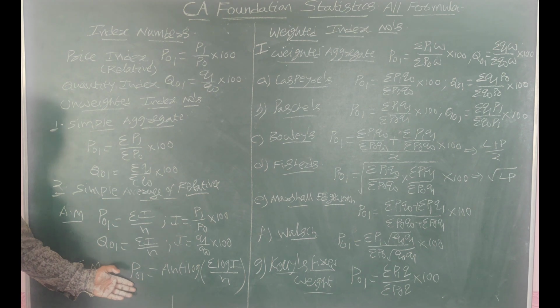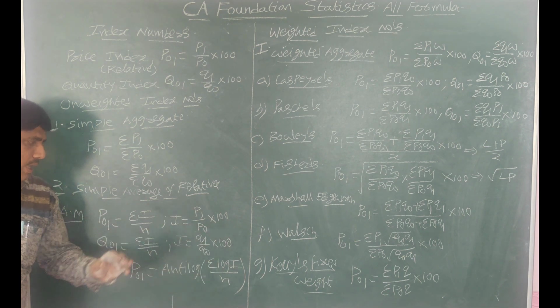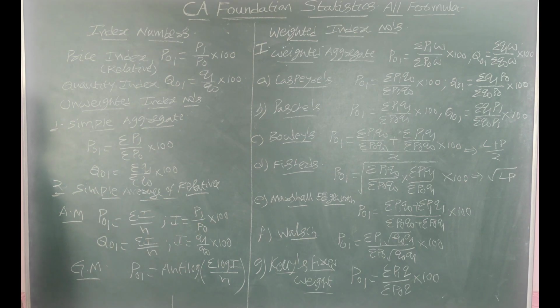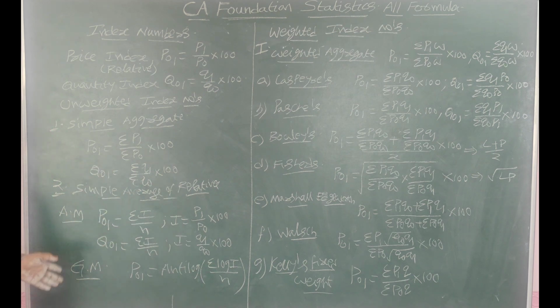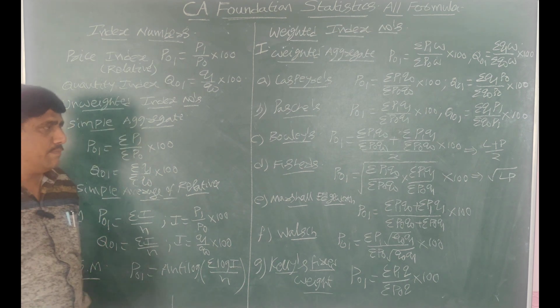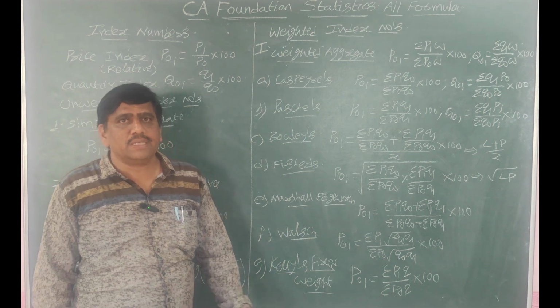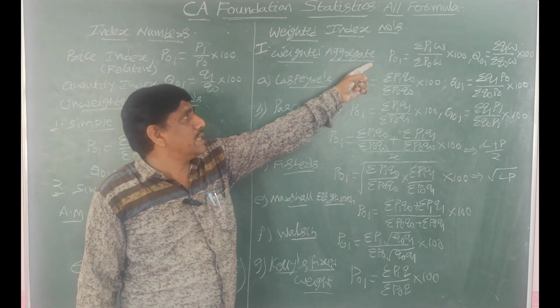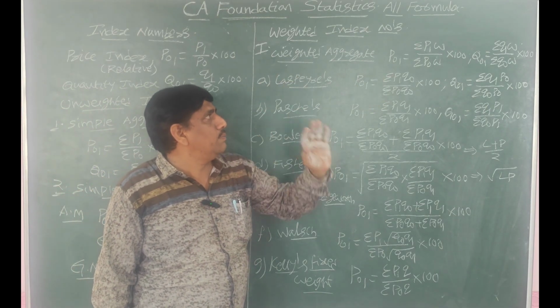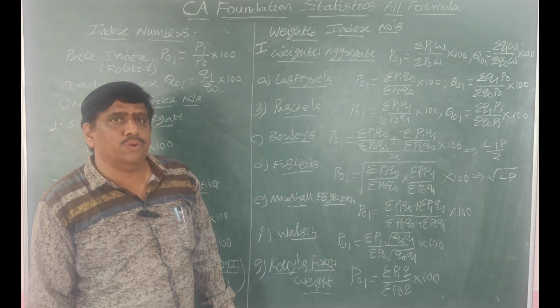Using GM also you can compute index numbers. If it is a price index number, P01 is the anti-log of summation log I by N, where I is P1 by P0 into 100. If it is a quantity index, Q01 equals the anti-log of summation log I by N, where I is Q1 by Q0 into 100. This is about unweighted index numbers. Coming to weighted index numbers, that means you are considering weights. For the weighted aggregate formula, the price index is summation P1W by summation P0W into 100.